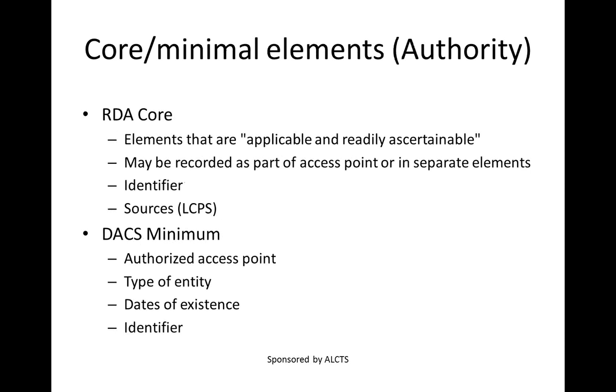So looking at the core element list for authority records in RDA, we will see that it includes a broad list of elements that are to be used when applicable or readily ascertainable, as well as a list of core if statement or elements. These can be recorded as part of the access point or in separate elements, though the list focuses on elements traditionally included in the access point. It also requires recording an identifier and in addition, through the LC policy statement, source citations.